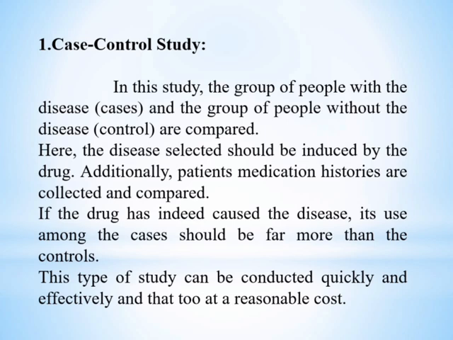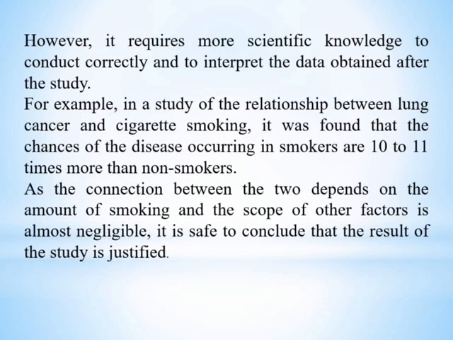Here, the disease selected should be induced by the drug. Additionally, patient medication histories are collected and compared. If the drug has indeed caused the disease, its use among the cases should be far more than among the controls. This type of study can be conducted quickly and effectively, and at a reasonable cost. However, it requires more scientific knowledge to conduct correctly and to interpret the data obtained after the study.